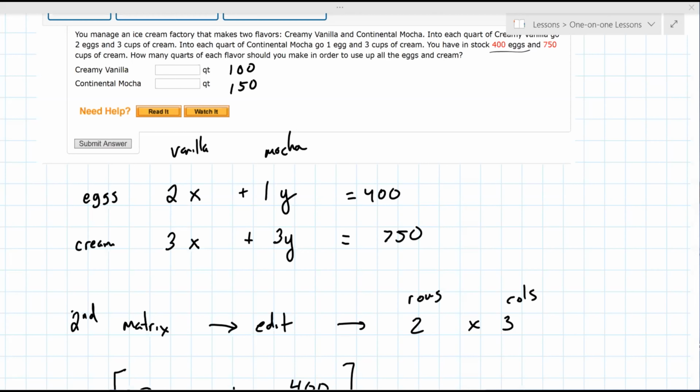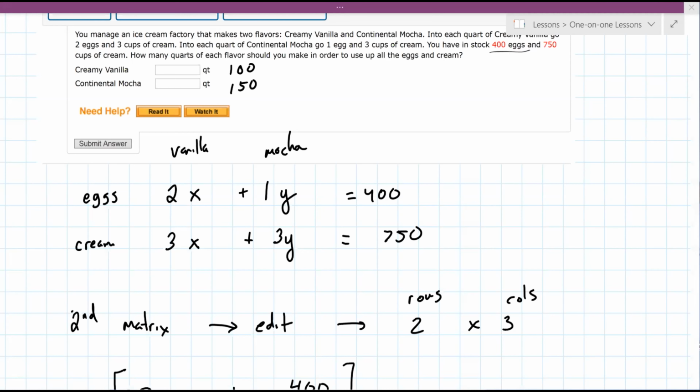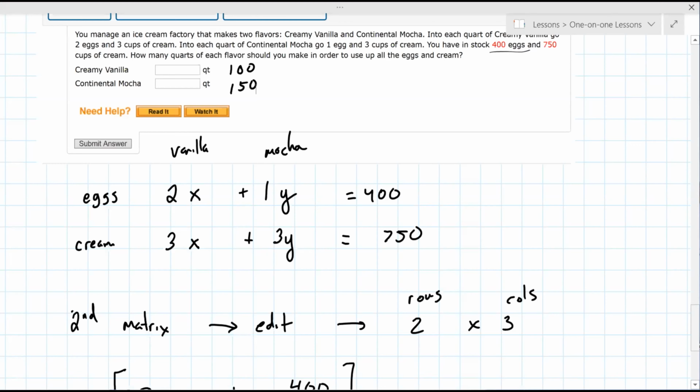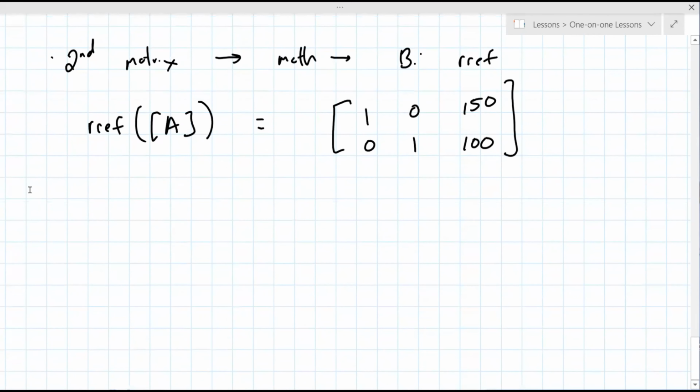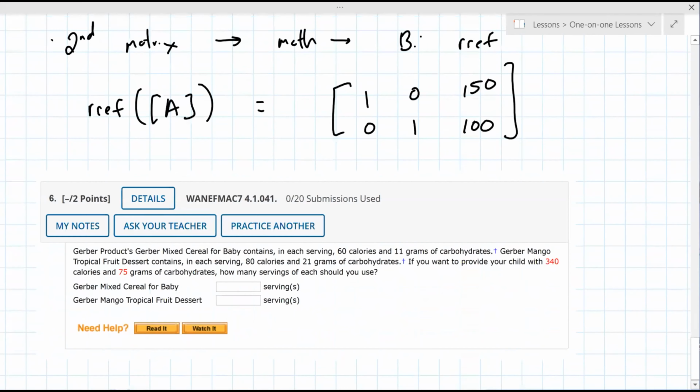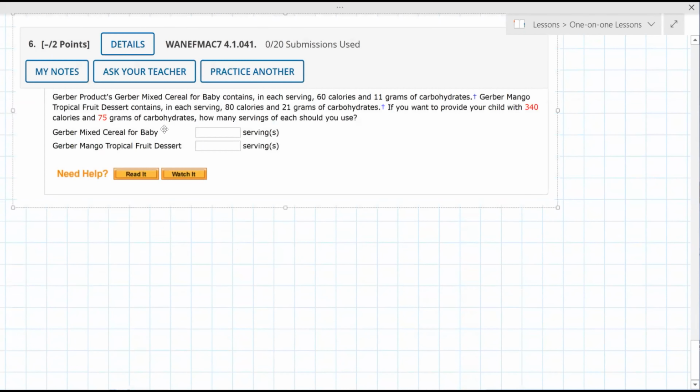All right, let's look at number 6. Number 6 is the same. It's going to require us to create the equations, and then we'll put them into the calculator. So in this problem, it says Gerber's mixed cereal for baby contains in each serving 60 calories and 11 grams of carbohydrates. Mango contains 80 calories and 21 grams. If you want to provide your child with 340 calories and 75 grams of carbohydrates, how much of each serving should you use? So again, that gives you an indicator.